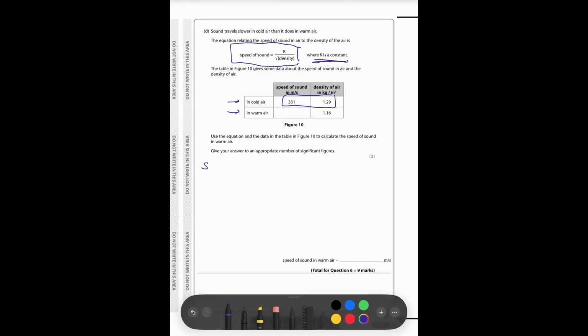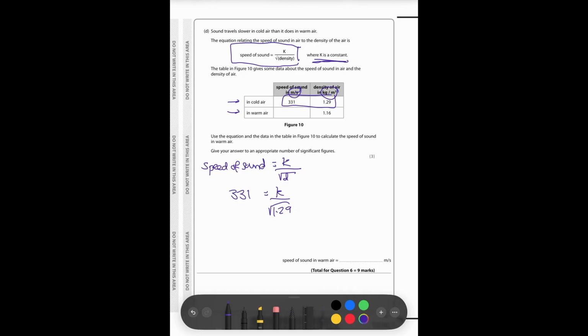So I'm just going to write the formula. Well, check the units as well. But if it's a constant one, to be fair, I don't actually need to do the units for this because the units for the constant will cancel out. So I'm going to say speed of sound equals k over the square root of the density. Now I'm just going to do it for this one. So when the speed of sound is 331, I've got k over there, square root of the density, square root of 1.29.